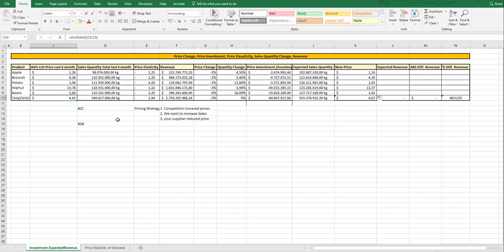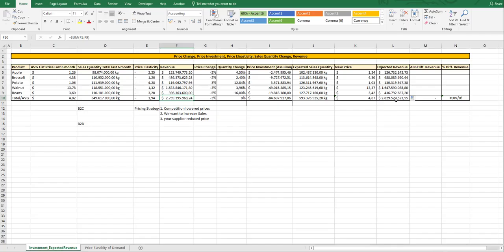The original price was 4.82. So what is our expected revenue? We have two new variables that will make this up: the expected sales quantity times the new price. So what is our new revenue? 2,829 million, and our old 2,759. Is it an increase? Yes, of course.